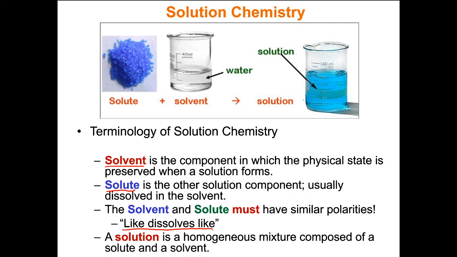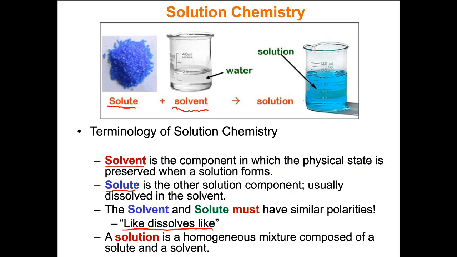Okay. And lastly, a solution is a homogeneous mixture composed of a solute and a solvent. Okay, so our solute is usually going to be what we have less of. It's the one not doing the dissolving. It's the one that's actually getting dissolved. And then our solvent is generally going to be what we have more of, and that's actually doing the dissolving. So our solvent is dissolving our solute to give us our solution.